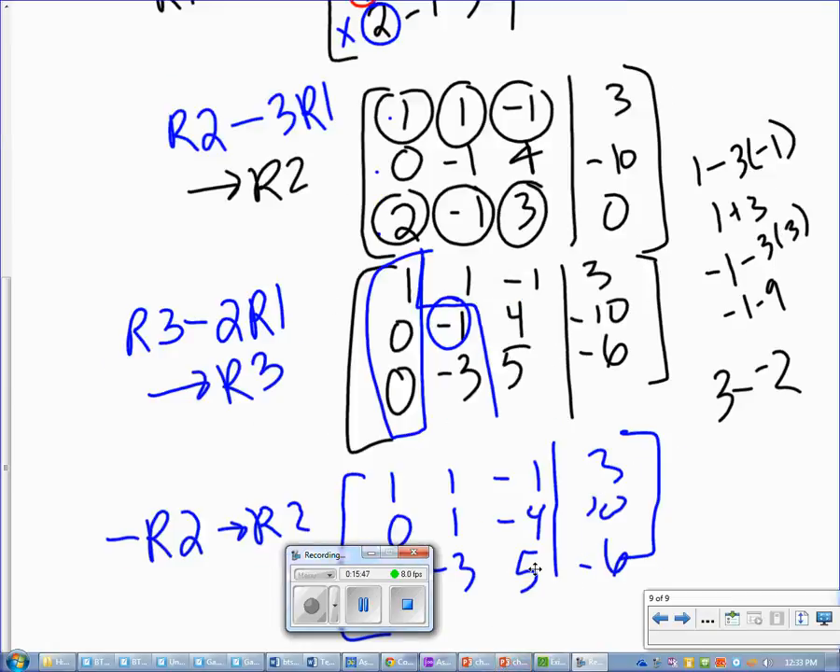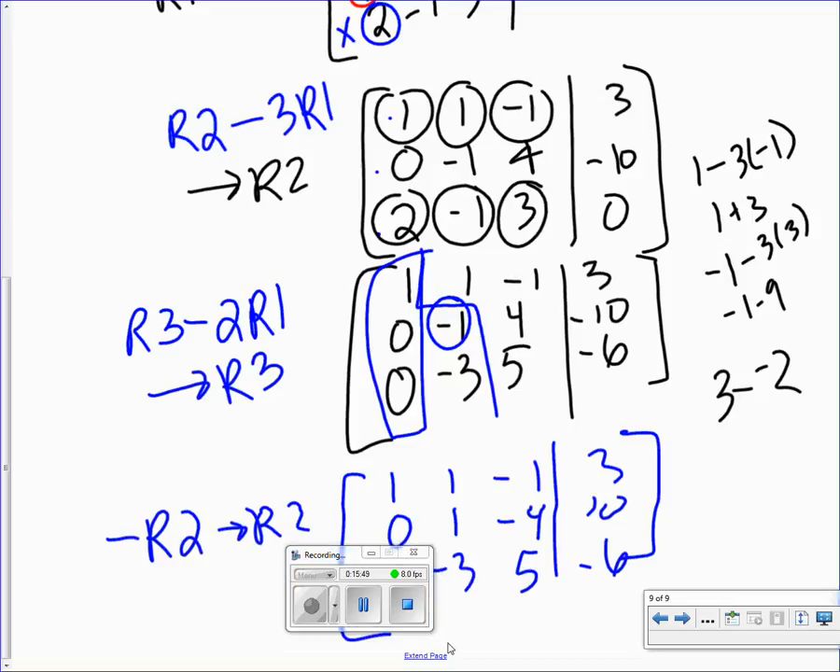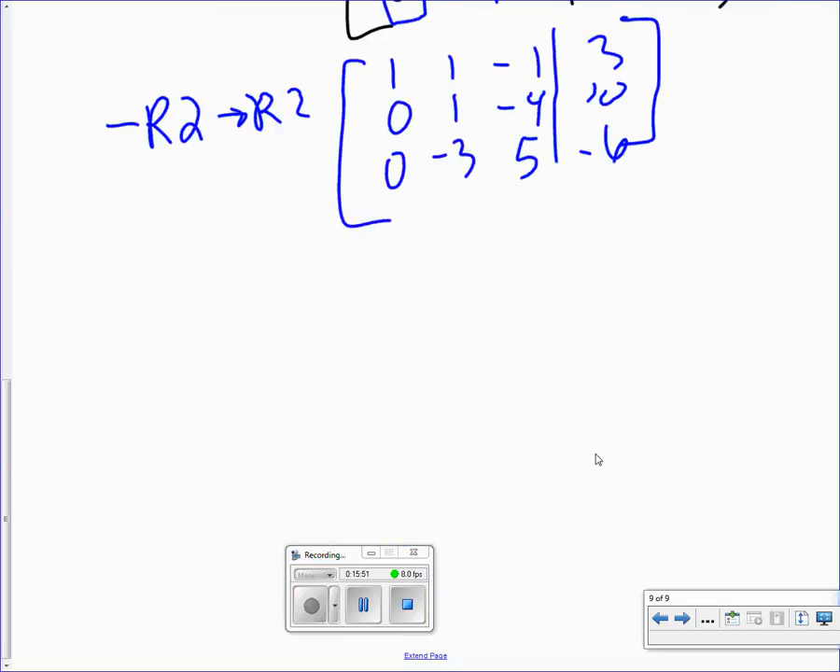Okay, so our next goal is to get that negative 3 to be a 0. All right, so I want to add 3. I have a couple choices. I can add 3 by multiplying row 2 by 3 or by multiplying row 1 by 3, which I'm going to be very careful here.